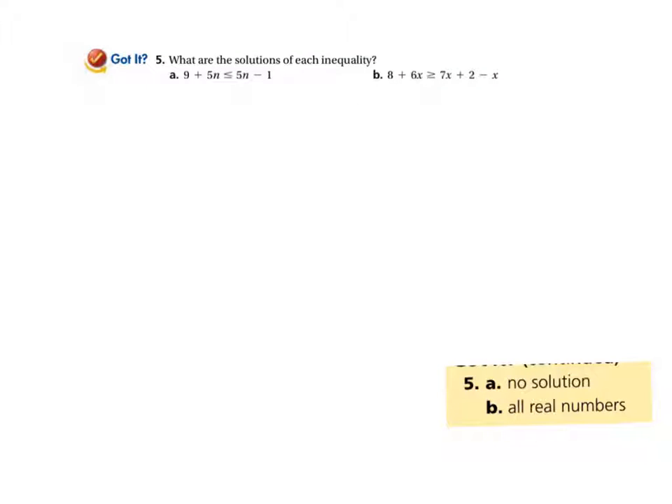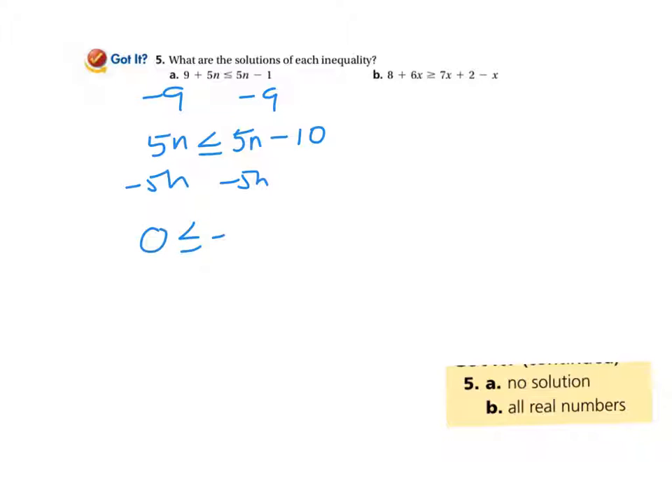Alright, to finish up, these two rather, let's start by subtracting 9 from both sides. And we get 5n is less than or equal to 5n minus 10. And then we subtract the 5n and, guess what happens? It disappears, so I get 0 is less than or equal to negative 10. Well, since 0 is not smaller than negative 10, it'd be smaller than 10 but not negative 10, this would have no real solutions.